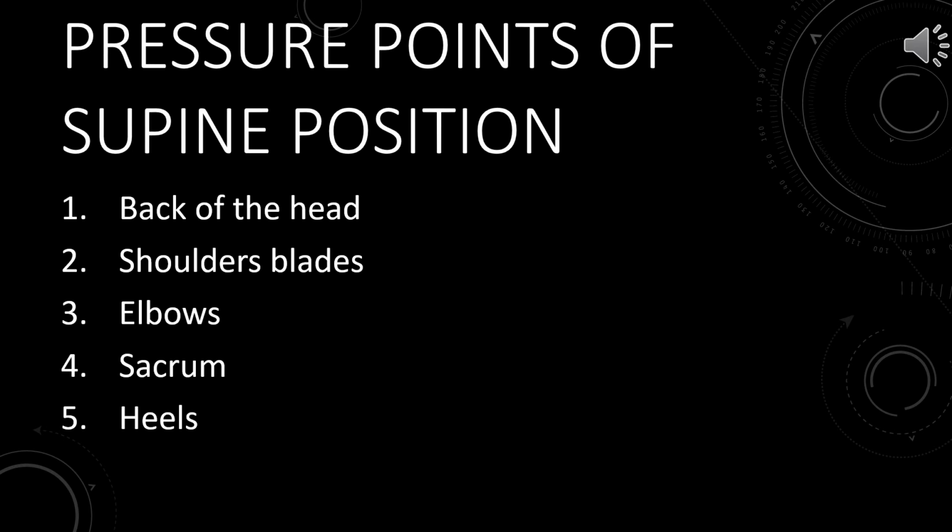Our next point is pressure points of the supine position. So these are the pressure points when the person is in the supine position. First one is the back of the head, second one shoulder blade, third one the elbows, fourth sacrum, and fifth one is heel. You have to take care of these points, which can cause pressure ulcers, and reposition the client after every 2 hours.